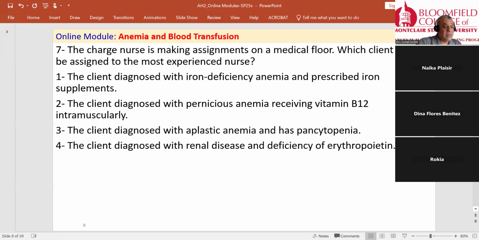Number 7. The charge nurse is making assignments on a medical floor. Which client should be assigned to the most experienced nurse?